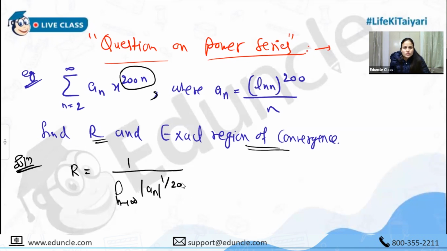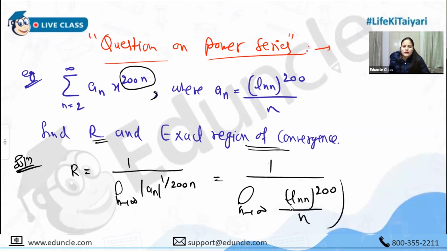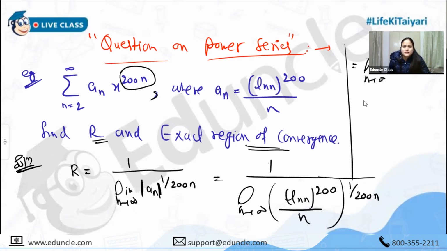तो ये क्या आ जाएगा 1 upon 200 n. ठीक है जी. So 1 upon limit n tending to infinity, as my a_n is ln n to the power 200 upon n, so I'll put it here (ln n)^(200/n), that whole power 1 upon 200 n. As it is positive so no need to put it in modulus, है ना, already positive है, so we can remove the modulo. Okay, so 1 upon 200 n. Okay, ठीक है. So I can write it like, take the reciprocal. So n to the power 1 upon 200 n divided by ln n to the power 1 upon n. 200 to 200 goes cancel out, so basically ln n to the power 1 by n.